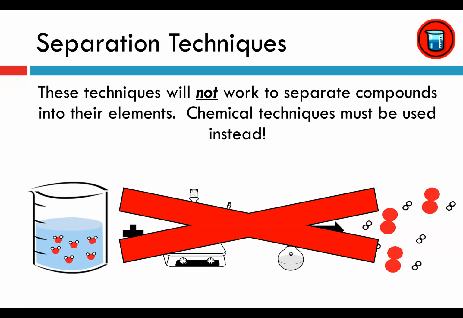All of the techniques that we talked about today, whether it's something really simple like a filtration funnel or something more advanced like a centrifuge, cannot be used to separate compounds into their elements. That requires a chemical change. Everything we've looked at today has just been physical properties being exploited to separate mixtures. So please, please, please remember, and I know I'm kind of beating this to death, separation uses physical properties.